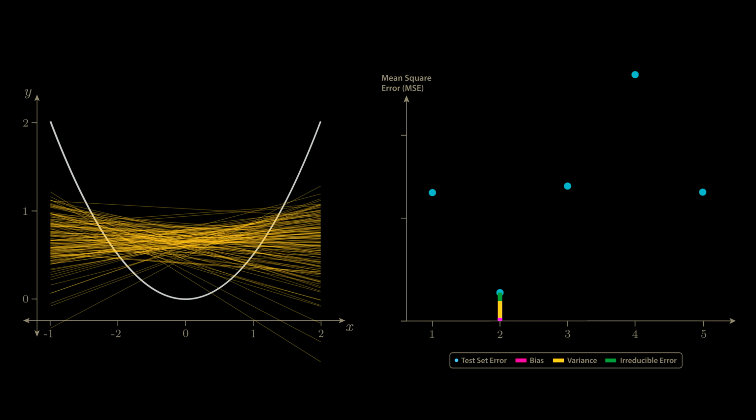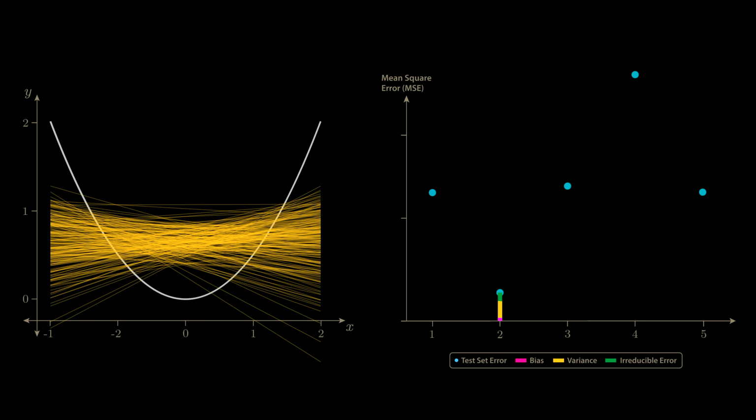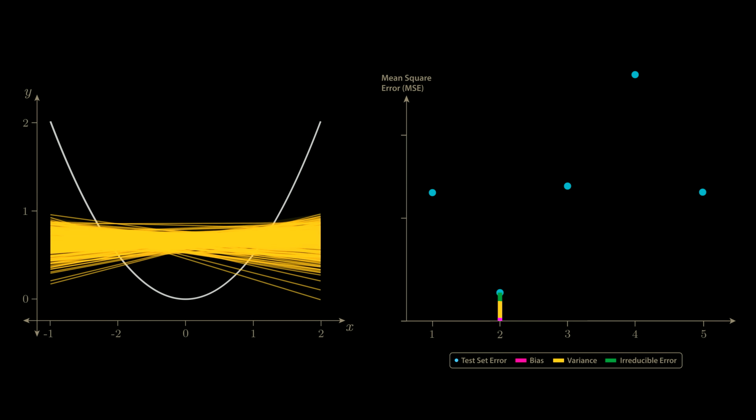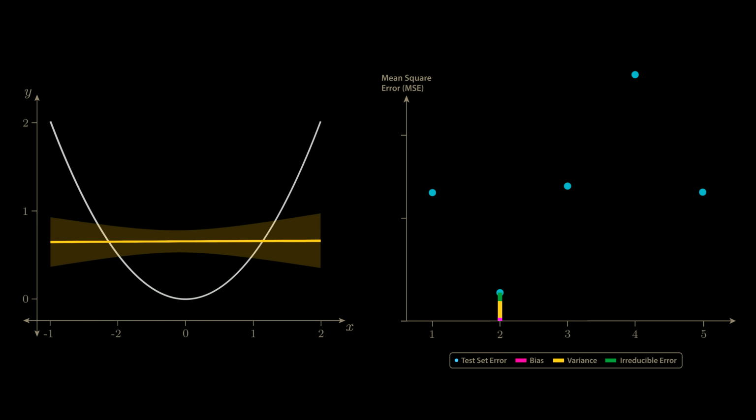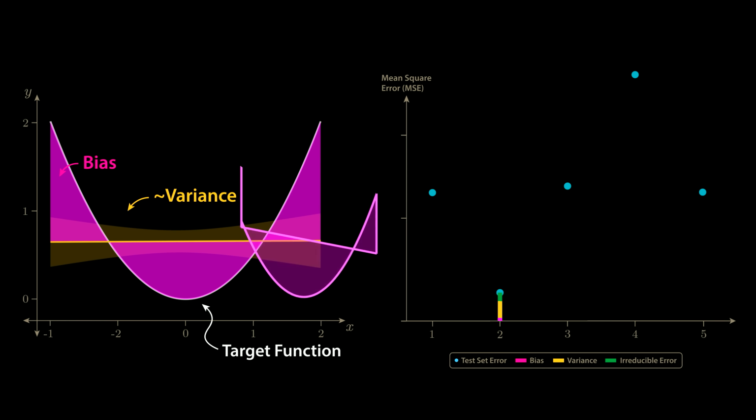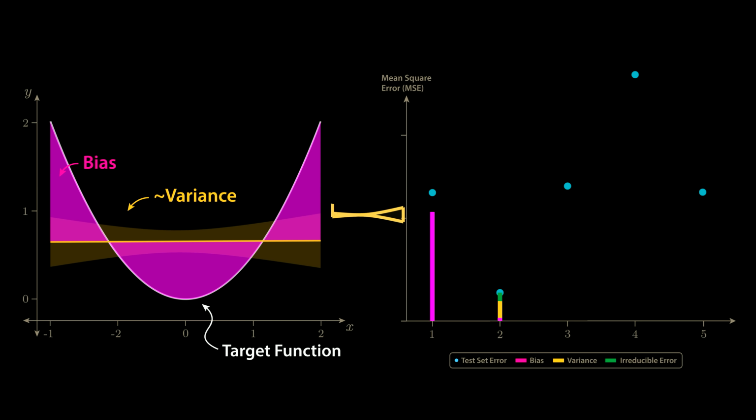Shifting to a first order fit, here's 100 different linear fits based on different samples of our underlying parabola. Taking our mean and standard deviation as we did before, we see that unlike our second order fit, our average fit is now quite far from our target parabola function, leading to a high bias. This high bias means that our model is unable to fit the actual underlying function.